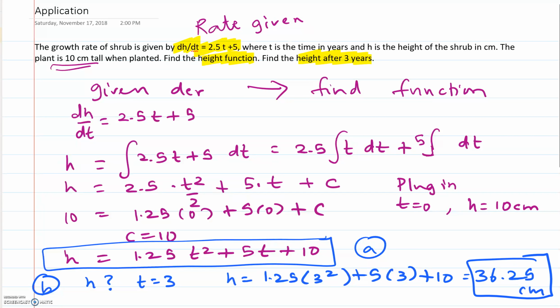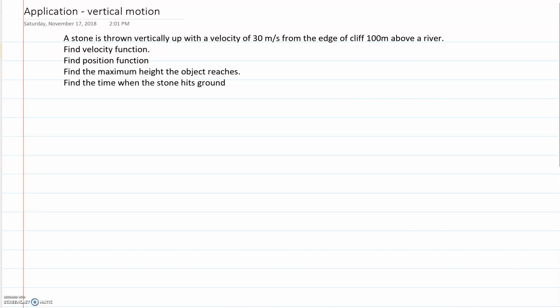Okay, so let's do one more application. This is a vertical motion problem where an object is thrown from a cliff. Let me highlight key information. The initial velocity is 30 meters per second, and there is a cliff of 100 meters, and the object is thrown from this height. We want to find the velocity function, position function, maximum height, and the time when the stone hits the ground. So we have the cliff, and this is 100 meters, and the object is thrown up.